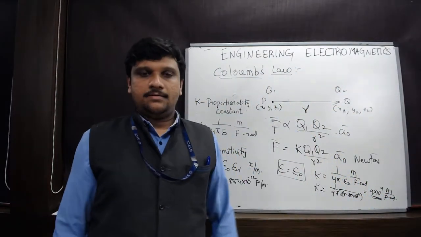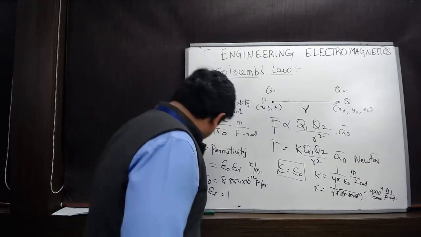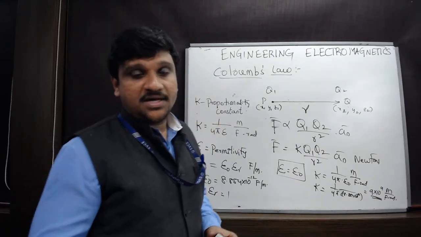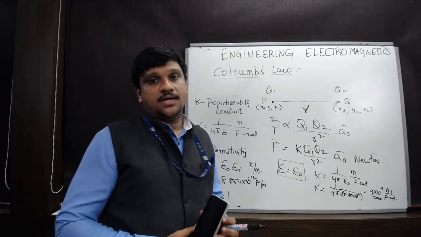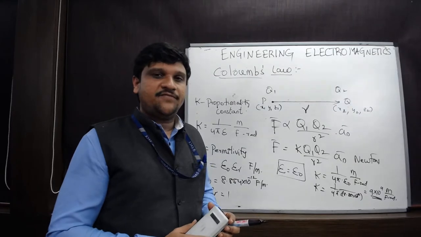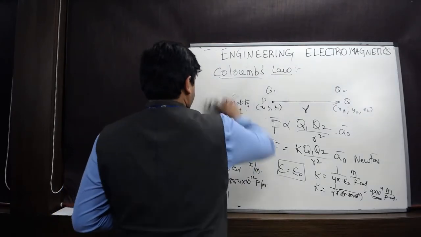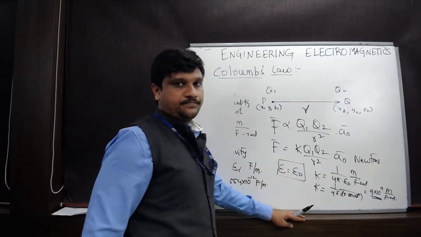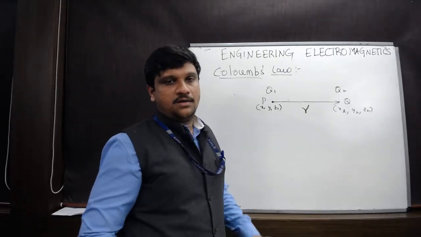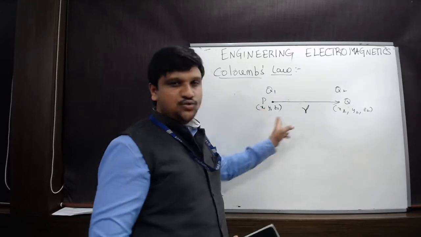Coulomb's law, but Coulomb's law is not yet completed. I want to discuss more elaborately the charges when they are at two different points. For that I want to reframe Coulomb's law in a different way. So how do I define Coulomb's law if there are charges at two different points?